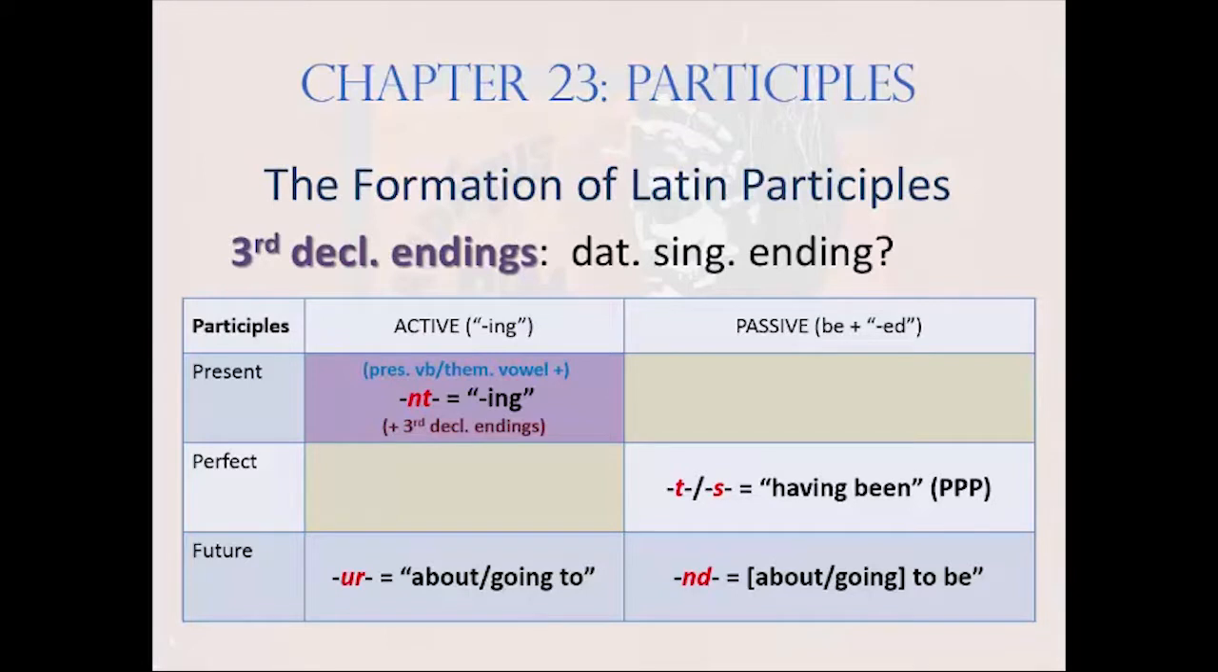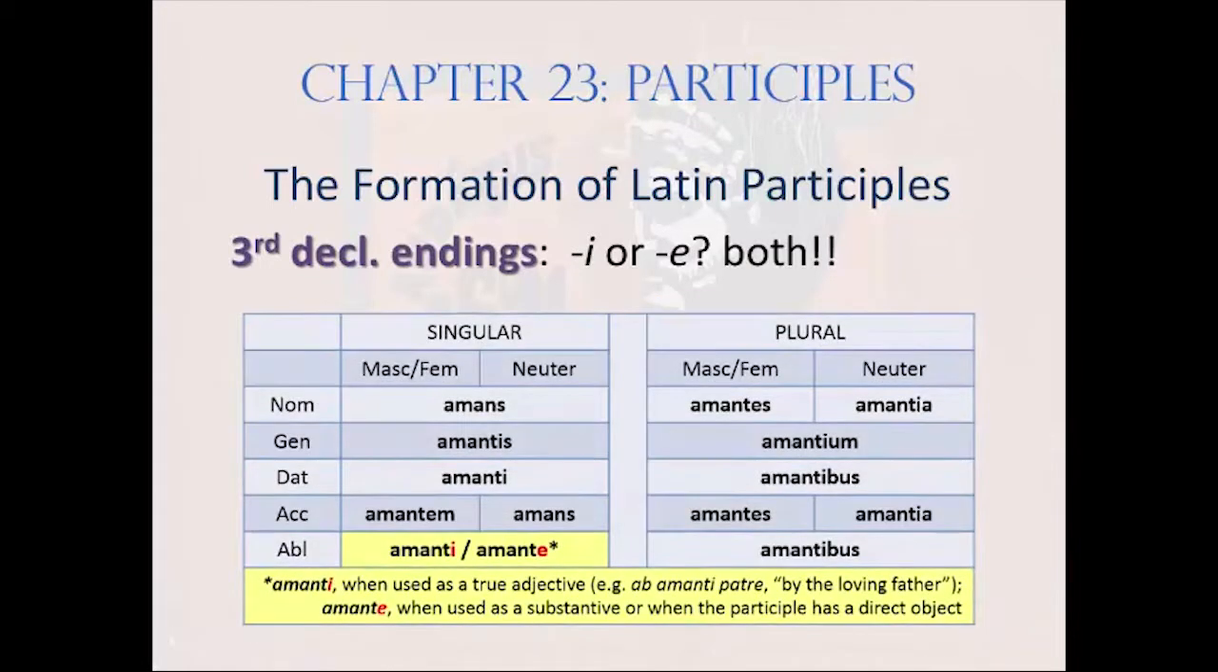So, what is the dative singular ending for the present active participle of amo? The ending is -i, so the correct answer is amanti. What about the ablative singular of the same form? Will the ending be -i or -e? The answer is both. When a participle like amans is used as a noun, the Romans preferred not to apply third declension i-stem rules.